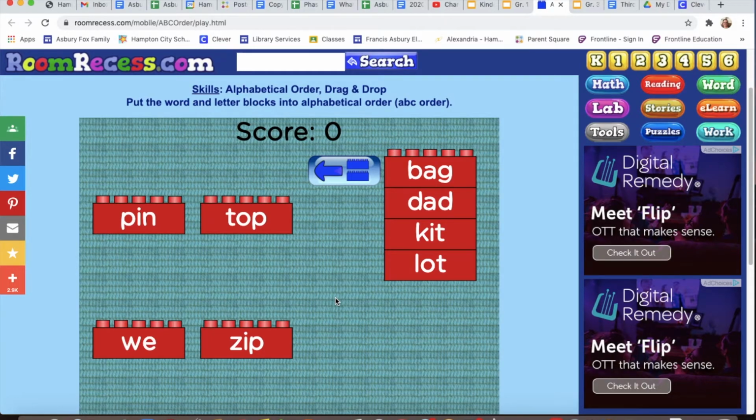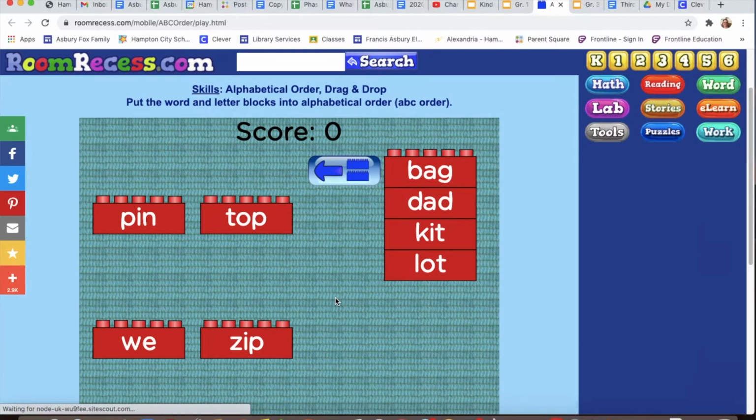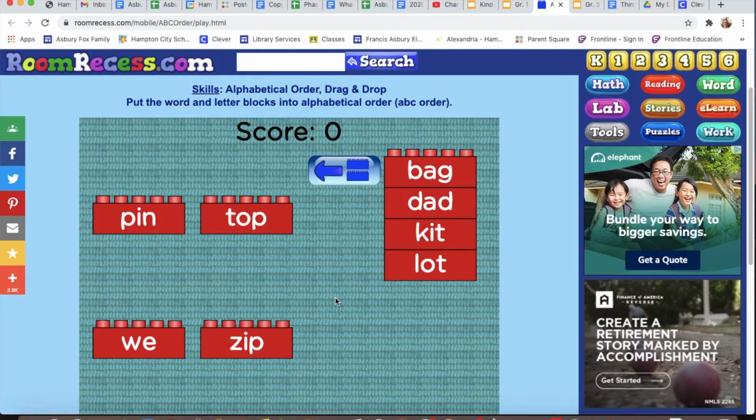A, B, C, D, E, F, G, H, I, J, K, L, M. Do I have a word that starts with M? Nope. Let's keep going. What comes after M? N. Good job. Do I have a word that starts with N? Nope. What comes after N? O. Do I have a word that starts with the letter O? Nope. Let's keep going. What comes after O in the ABCs?